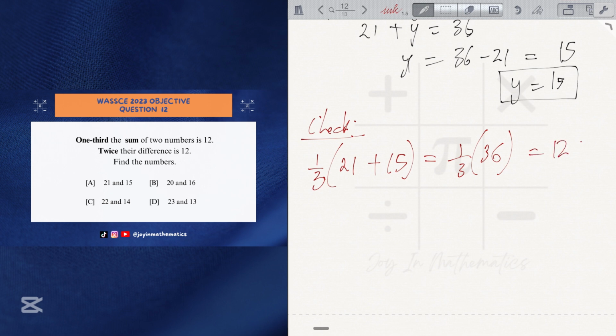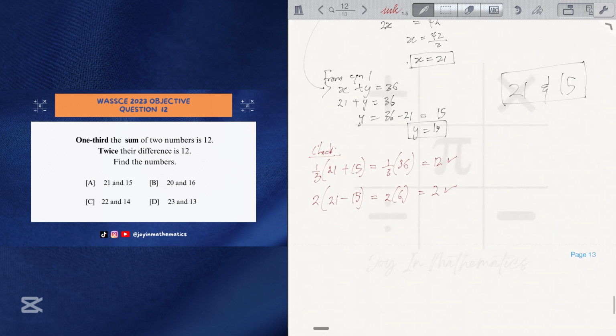So this is checked. Similarly, twice the difference should be equal to 12. That means 2 multiplied by 21 minus 15. So 21 minus 15 is equal to 6. So 2 multiplied by 6 is also equal to 12. So we have the two answers of 21 and 15 to be correct, which is equivalent to option A.